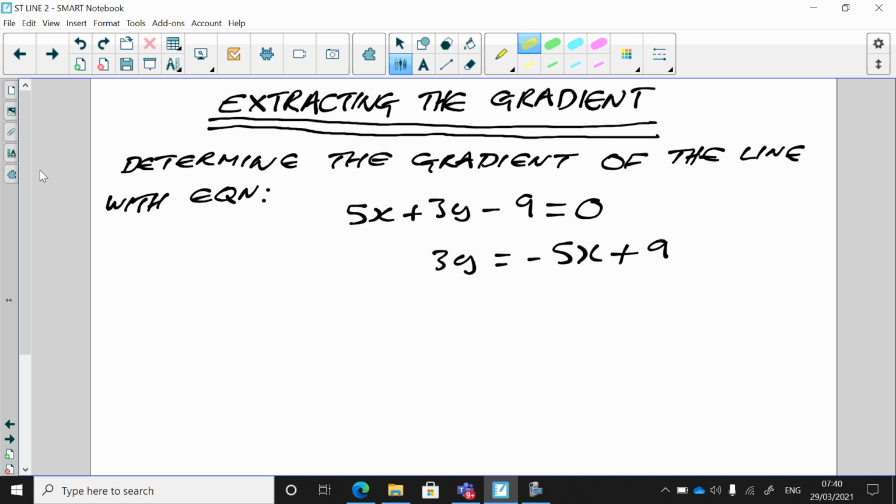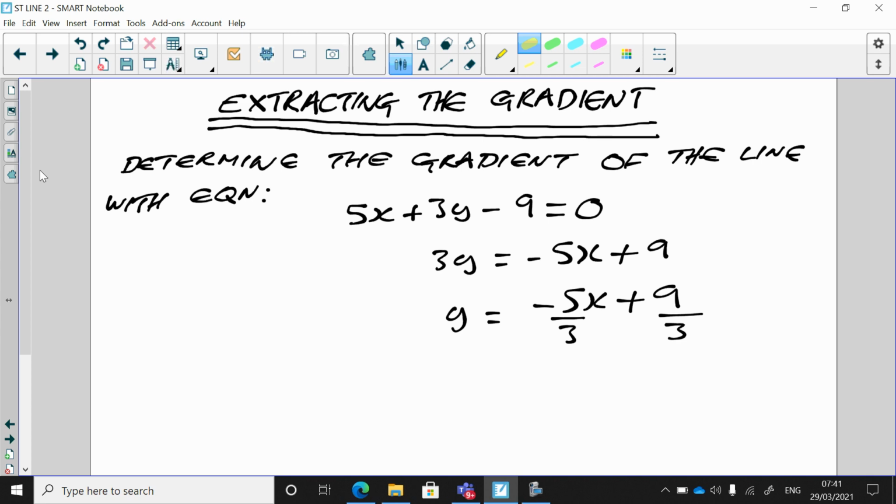Just rearranging here. So we want to get the y term on its own, everything else over to the right hand side. Okay, so we've got 3y equals some other stuff. So I think we're just going to have to divide both sides by 3. Okay, and the x term and the constant term 9, I've divided both by 3.